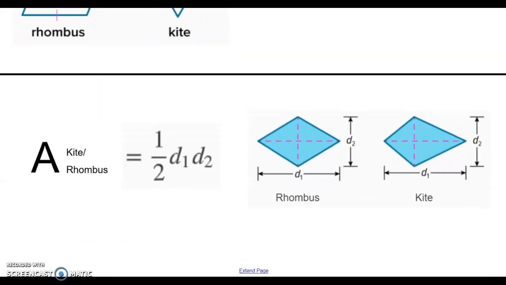But the area formula for both of them is just 1/2 of diagonal 1 times diagonal 2. So if you know the two complete diagonal measures, you just multiply them together and cut them in half. So that is going to be your area formula for both kites and rhombi.